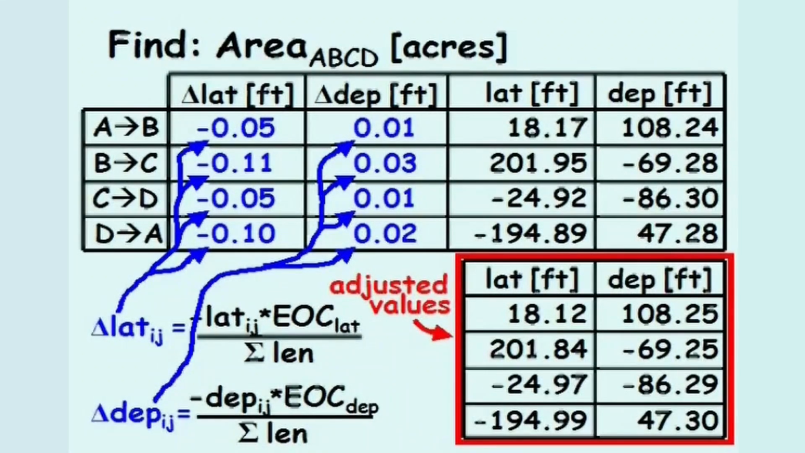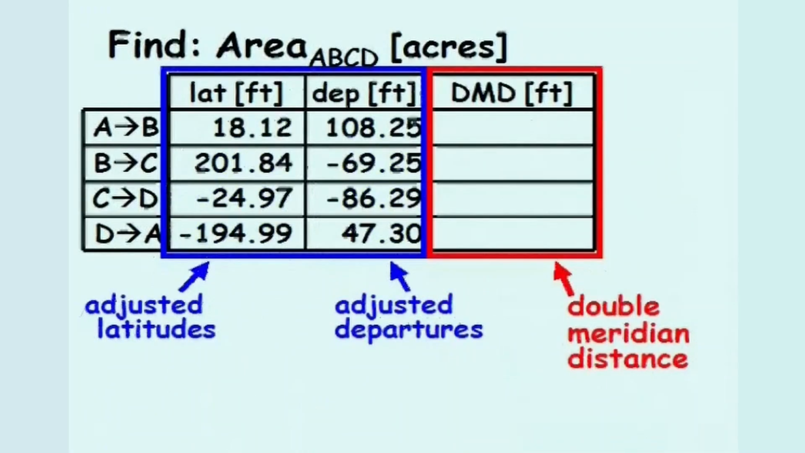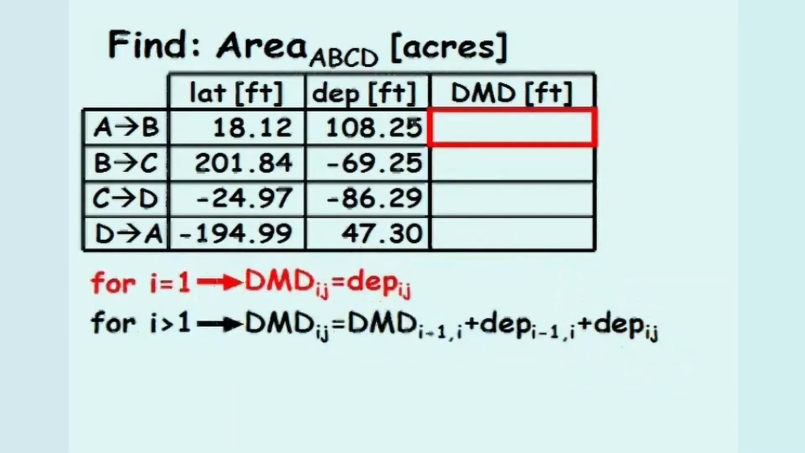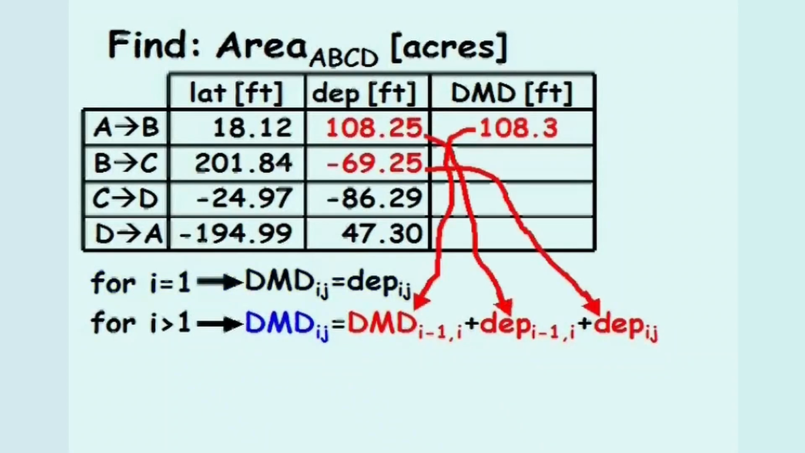Next, we'll calculate the double meridian distance values using the adjusted departures. As mentioned previously, the initial double meridian distance simply equals the departure of that course, 108.3 feet. For the other three courses, the double meridian distance for a course equals the double meridian distance of the previous course plus the departure of the previous course plus the departure of that course. And this process repeats for the remaining courses.